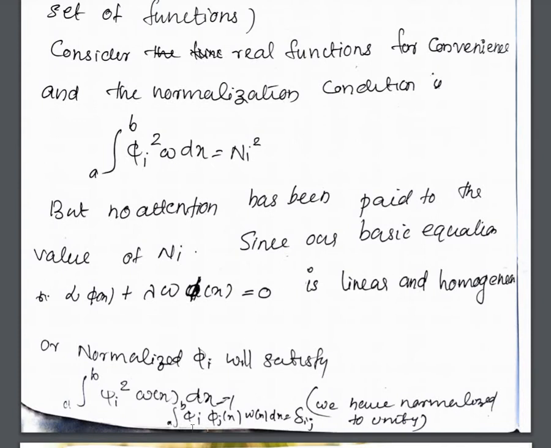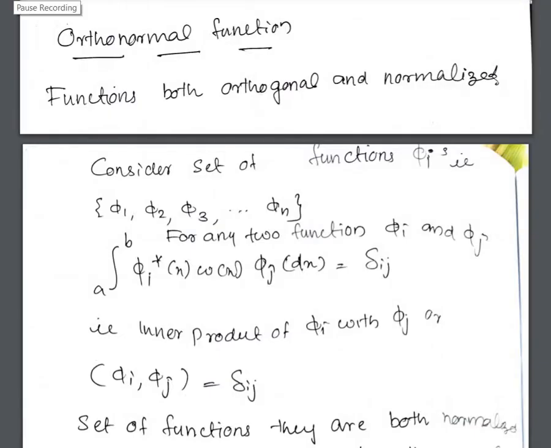Otherwise the integral from a to b of phi i phi j w of x dx is equal to delta ij. If i is equal to j, you will get phi i square w dx, and in that case it is equal to 1. Otherwise it is equal to 0. So this is the normalization property. It is normalized to unity. In this Schmidt orthonormalization process, we consider three sets of functions. The first one is the original function, which is linearly independent.